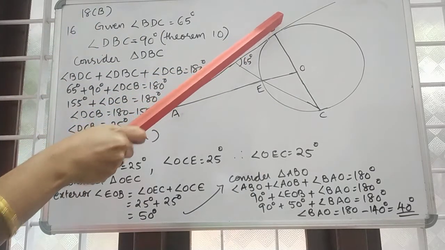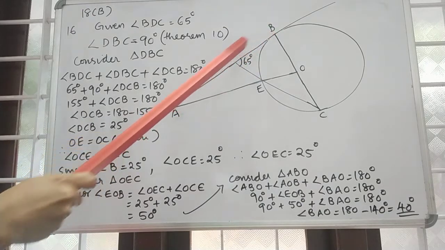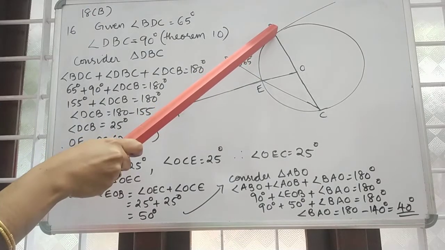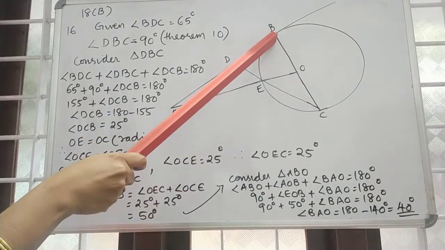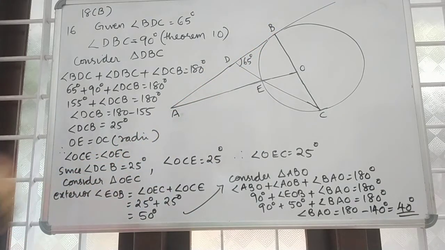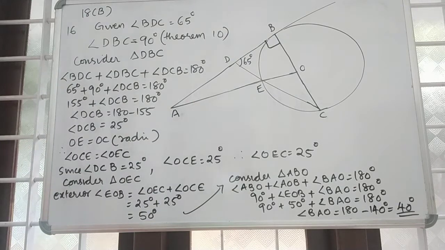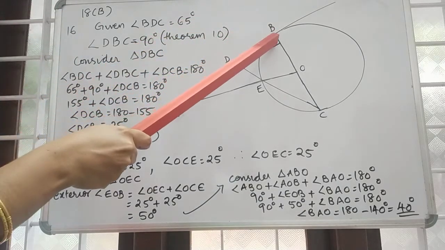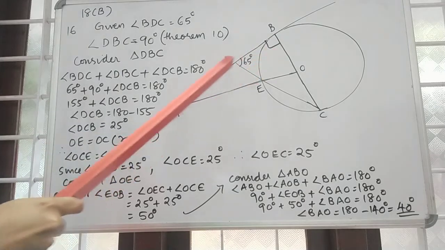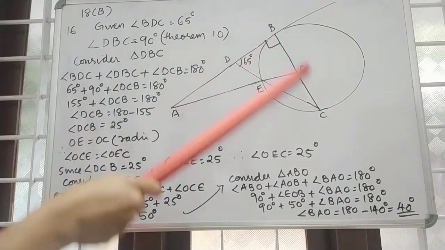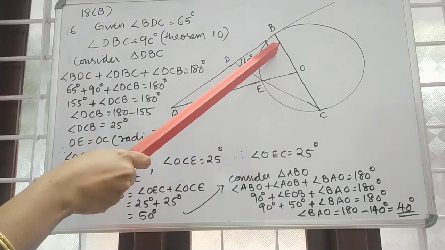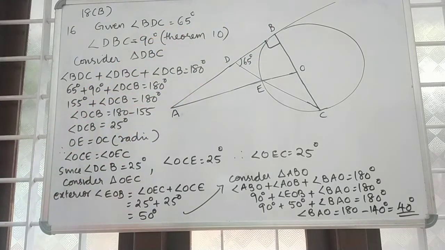AB is the tangent and OB is the radius. So angle DBC will be 90 degrees using theorem 10. So what is that theorem 10? You have to write that theorem there. A tangent at any point of a circle and the radius through this point are perpendicular to each other. So we can write angle DBC is equal to 90 degrees using that theorem.